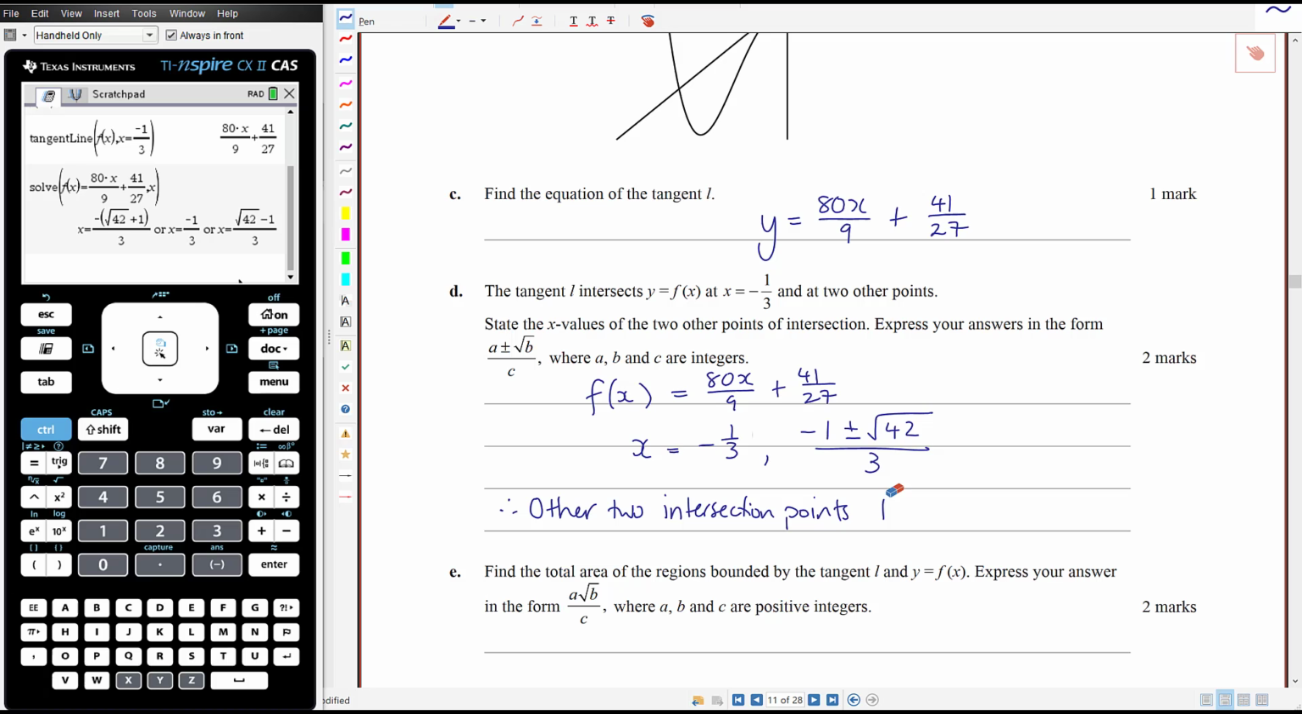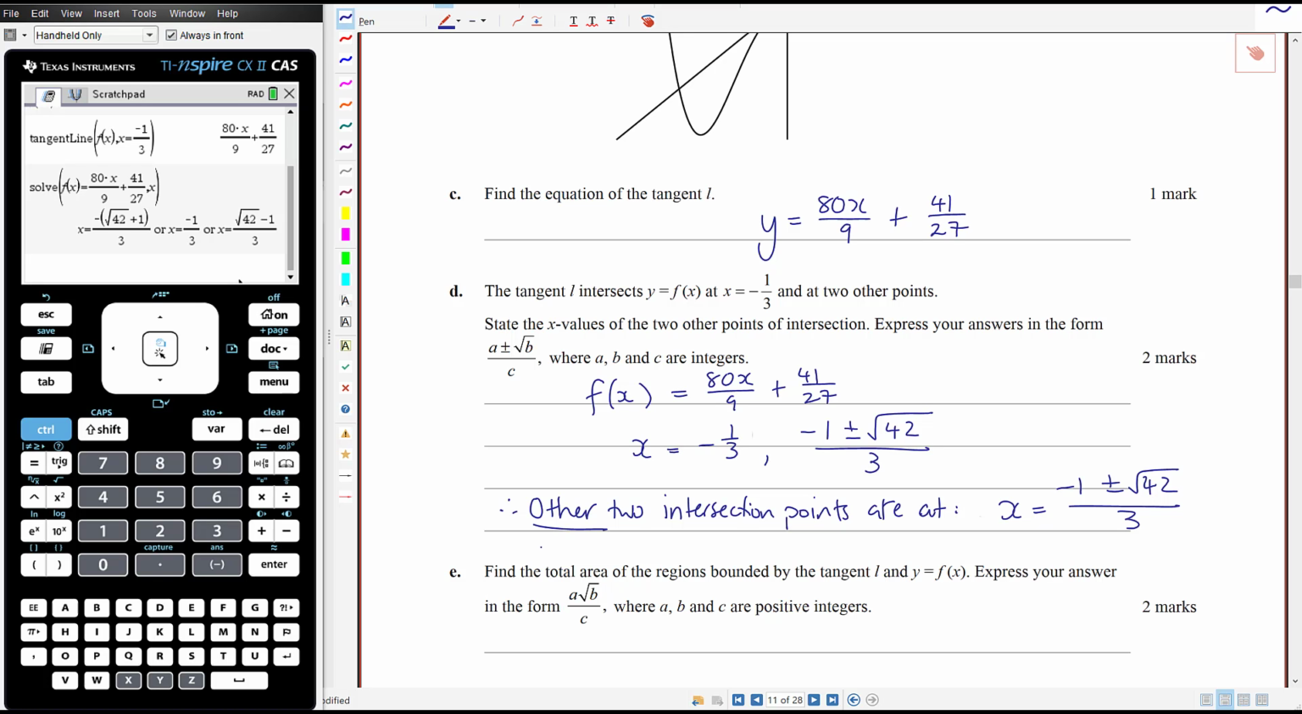are, should really be the x coordinates of the other 2 intersection points, but that's okay, are at x equals negative 1 plus or minus square root of 42 over 3, so it's the other 2 points.